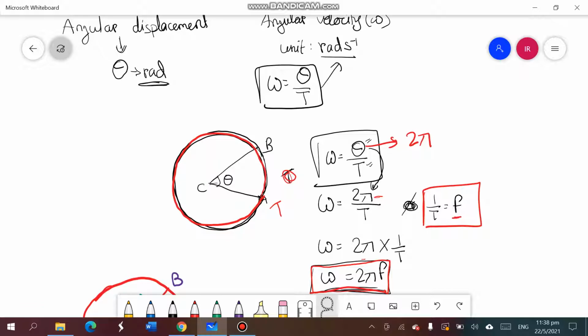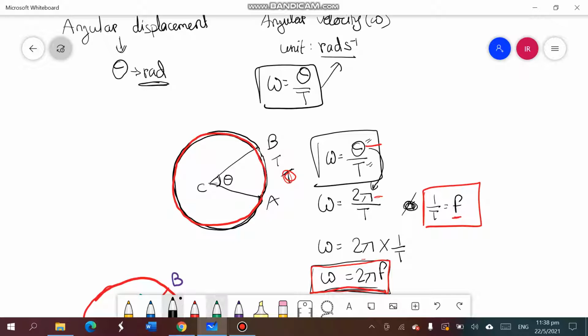Let's say we have another object moving in a circular path, starting from point A and going up to point B. It moves through an angle theta, and to move from A to B it takes a time t. So if I want to find the angular velocity, I will write omega equals theta by t.